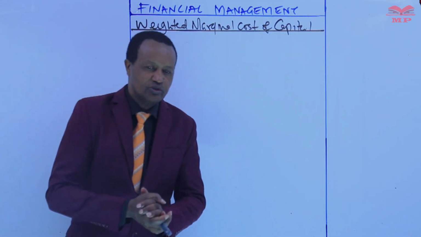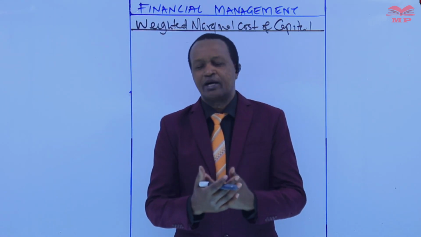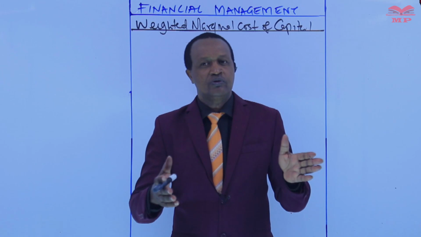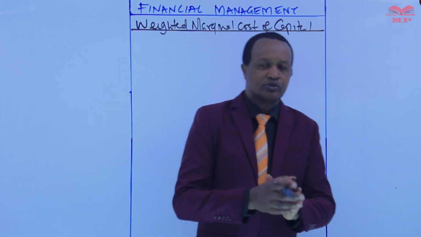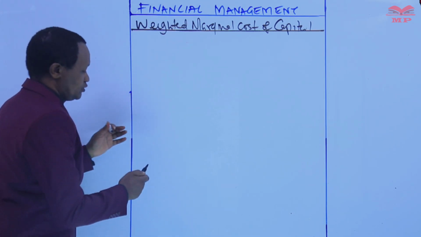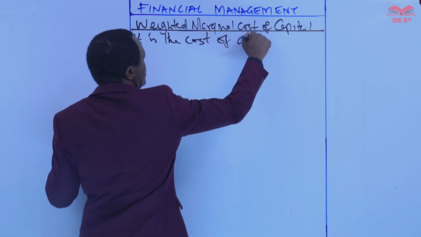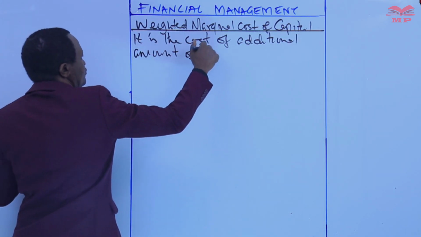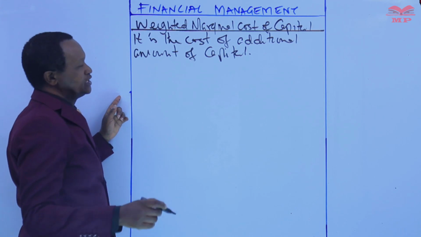Now, the weighted marginal cost of capital is the cost of additional amount of capital which is raised by a company for funding fixed capital investments. So it is the cost of additional amount of capital. So the keyword here is additional.